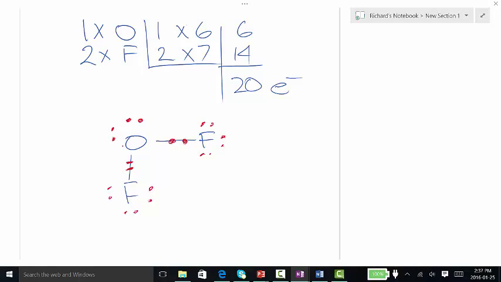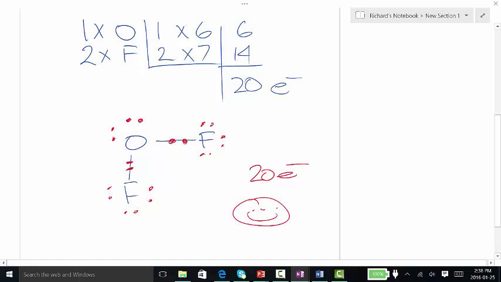Well, how many dots do I have down here? 2, 4, 6, 8, 10, 12, 14, 16, 18, 20, counting the 2 non-bonding pairs of electrons. So I have 20 electrons down here, and once again, this is a happy electron dot diagram.